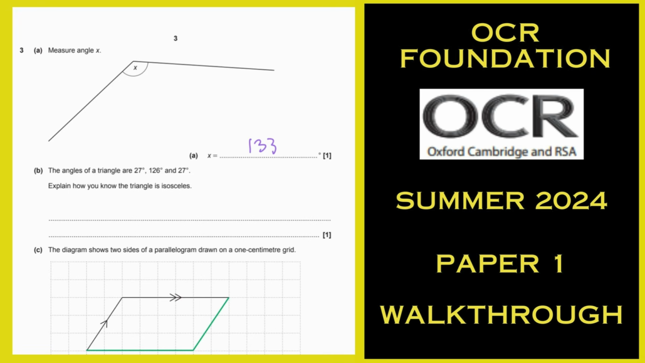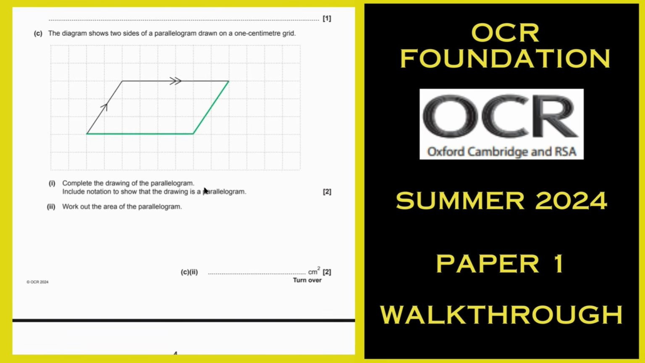Question B, explain how you know the triangle is isosceles. I'll let you put it into your own words. At the end of the day, that's it. There are 2 equal angles. That's all you need. That's what makes it isosceles. If you've overcomplicated and said 2 equal angles means 2 equal sides, well, it's right, but just that extra bit of waffle is costing you time.